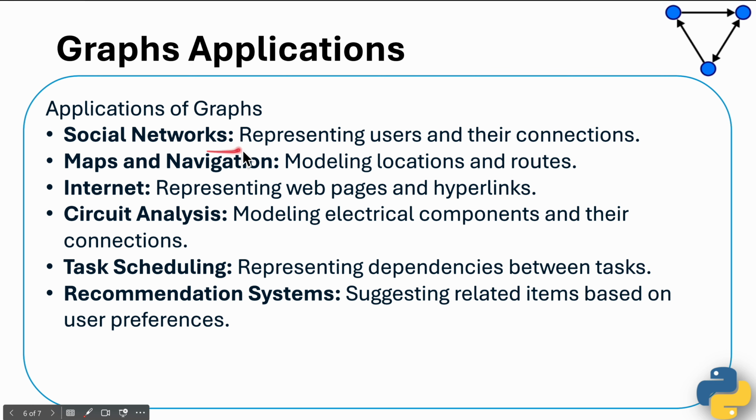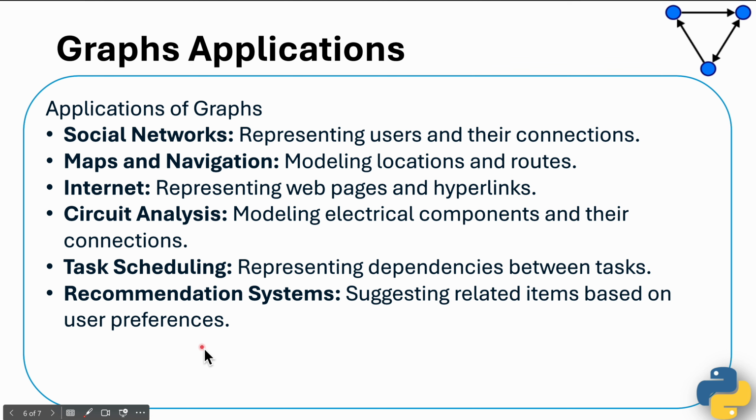Applications of graphs. Social networks: representing users and their connections. Maps and navigation: modeling locations and routes. Internet: representing web pages and hyperlinks. Circuit analysis: modeling electrical components and their connections. Task scheduling: representing dependencies between tasks. Recommendation systems: suggesting related items based on user preferences.